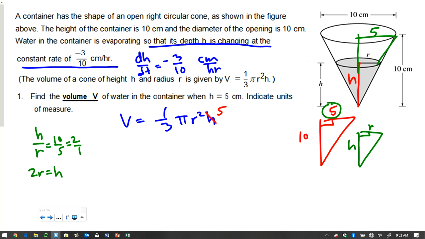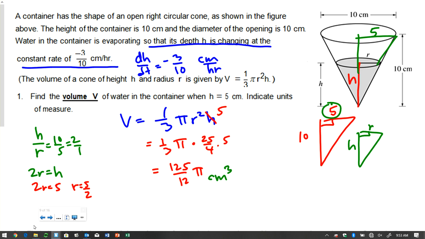I want to solve for R, so I'm going to cross multiply. I get 2R equals H. But do I know what my H is? For this problem, it's 5. I can plug in. So R is equal to 5 over 2. So right here, this will be 1/3 pi. Guys, if R is 5 over 2, what's R squared? 25 over 4. So this is going to be 125 over 12 pi. And let's get our units right. What's the unit for volume? Centimeters cubed, and you're done.